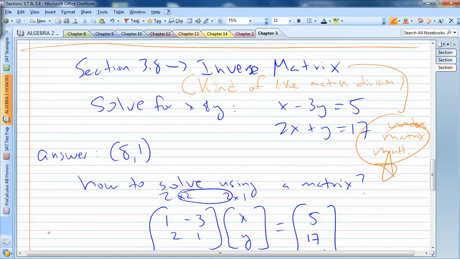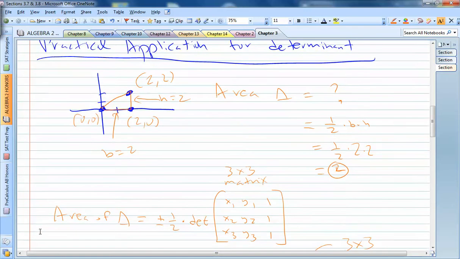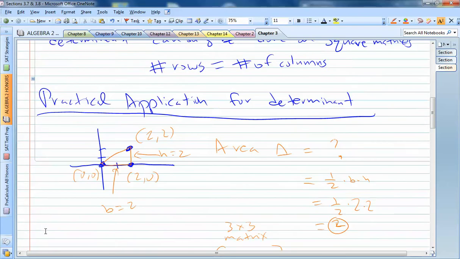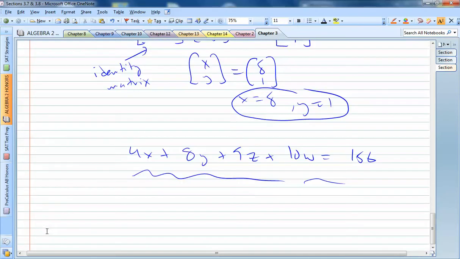And of course, we talk about the determinant and how that works. So we'll talk more about this as a class next time we meet, and we're all done. Okay, that's it.